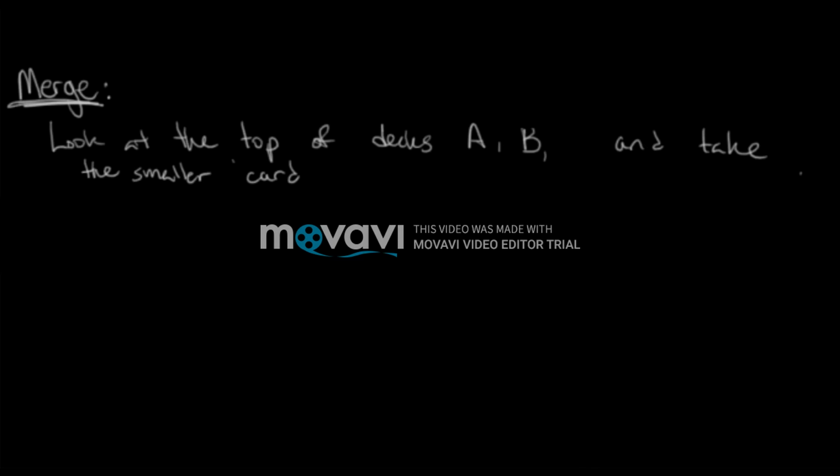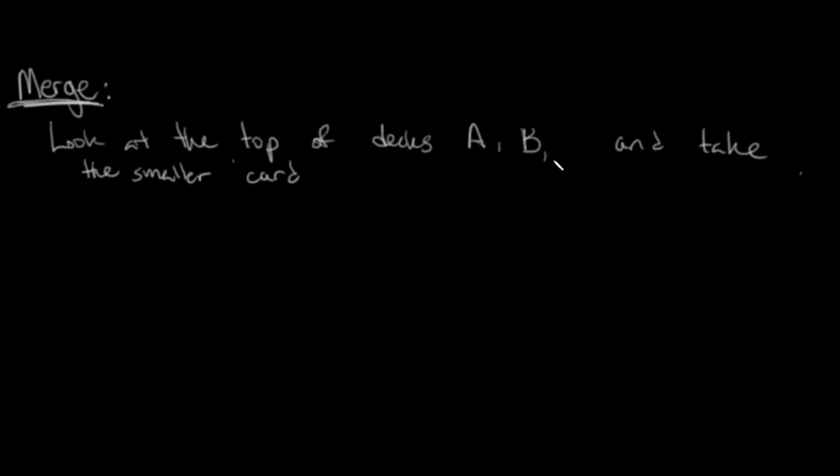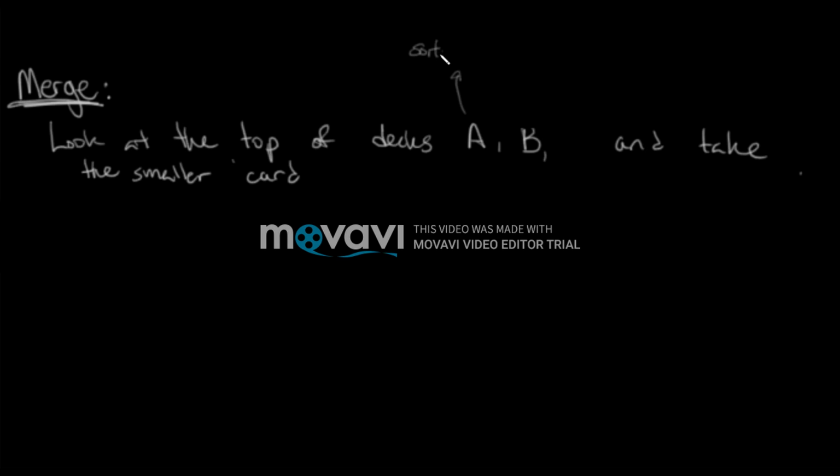What we saw in the last video was that we were given two decks of cards, A and B, and we wanted to combine these two decks of cards and sort them at the same time. And we were also given the properties that deck A was itself sorted and deck B itself was sorted as well.